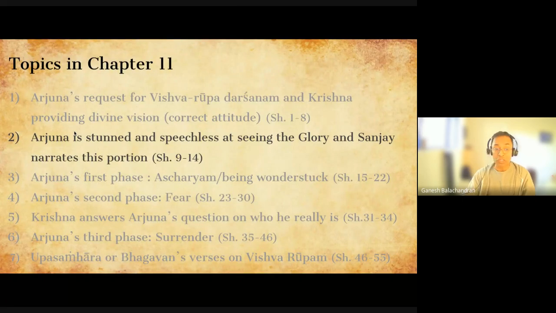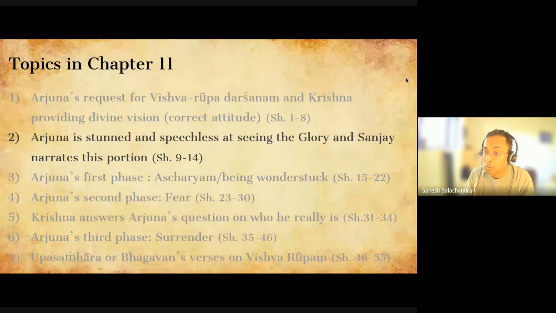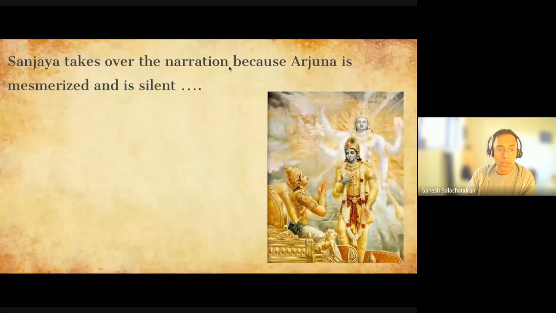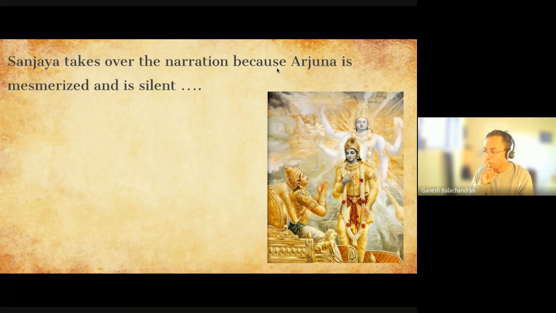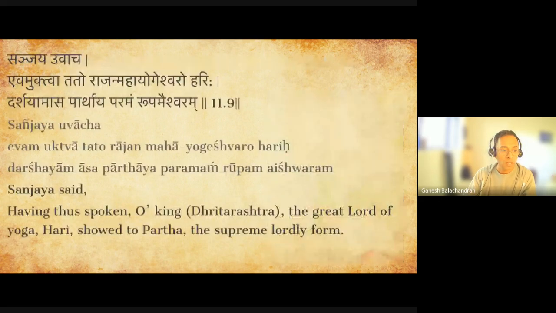Now Arjuna is stunned and speechless at the glory, and Sanjaya narrates this portion. Sanjaya takes over the narration because Arjuna is mesmerized and silent. Sanjaya uvacha: evam uktva tato rajan, mahayogeshwaro harihi, darshayam asa parthaya, paramam rupam aishwaram.